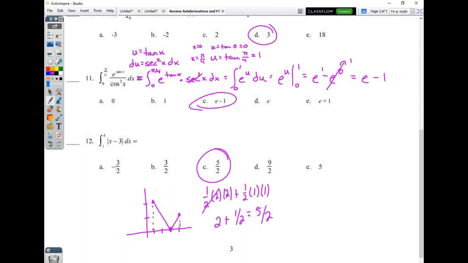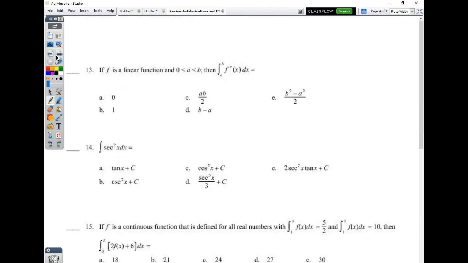All right, we are now moving on to question 13. Question 13: if f is a linear function, and 0 is less than b is less than a, then the integral from a to b of f double prime. This is the trickiest conceptual question.